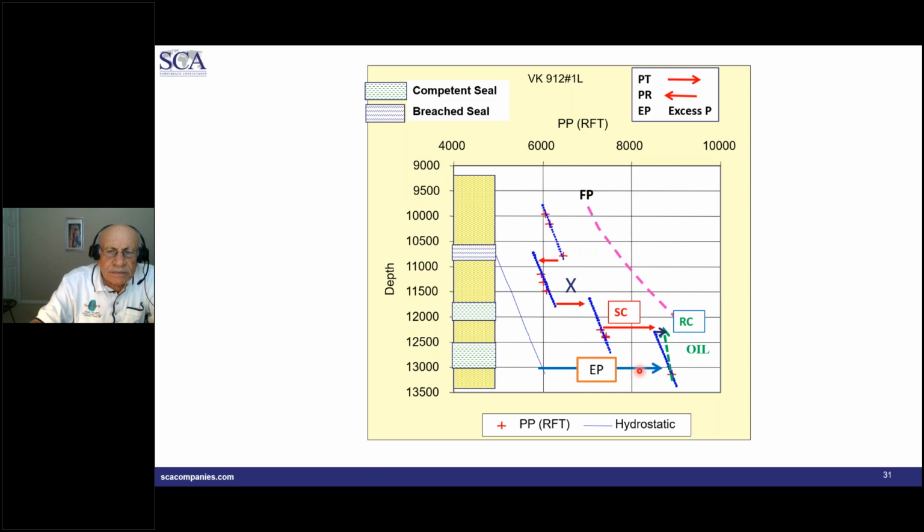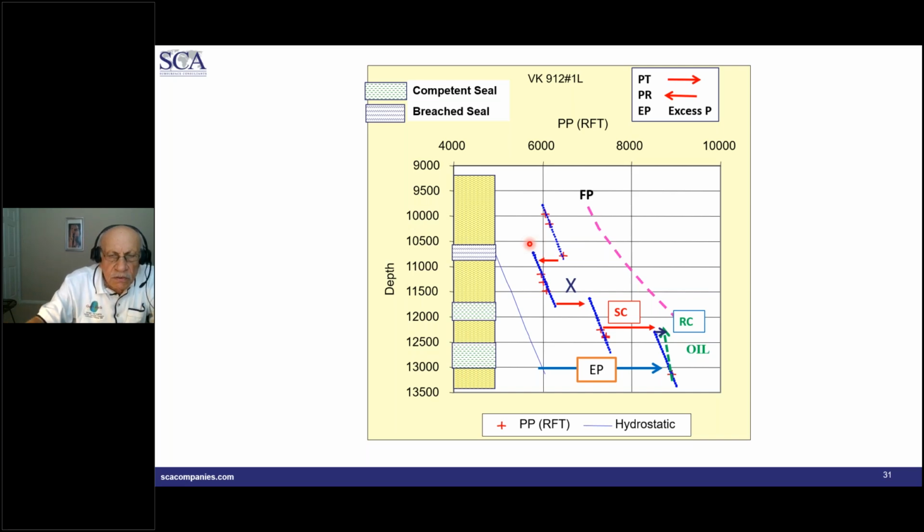Here is the case history from Vascanol Block 912. Here is a transgressive compartment. Here is a regressive compartment going backward. And here is a transgressive compartment. Should I put carbon dioxide in a regressive compartment? No, because it's going to go somewhere we don't know where.